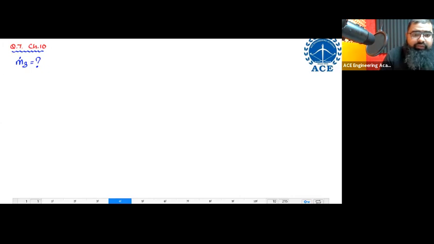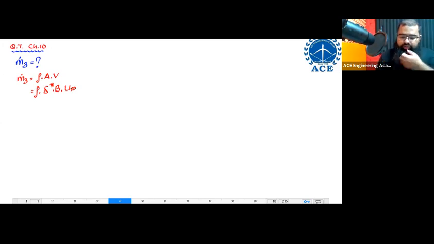I told you, whenever you are asked about m dot 3, you will write only one formula. M dot 3 is equal to density into area into velocity. Density is density, area is equal to delta star times b, and velocity is equal to u infinity.